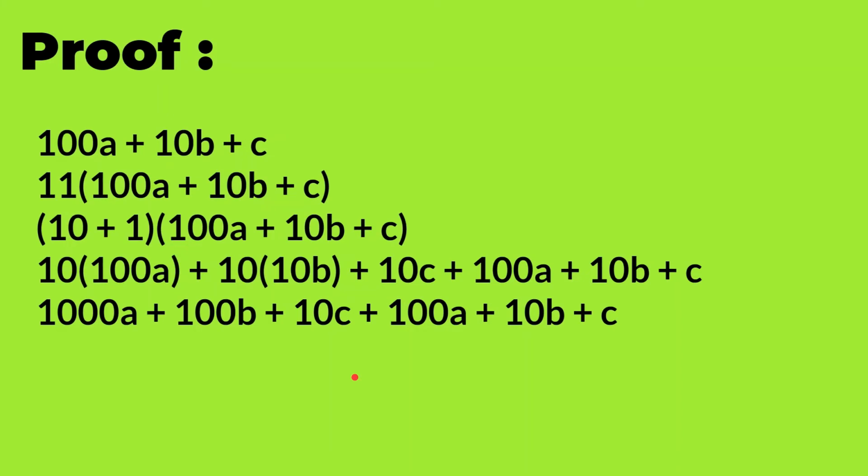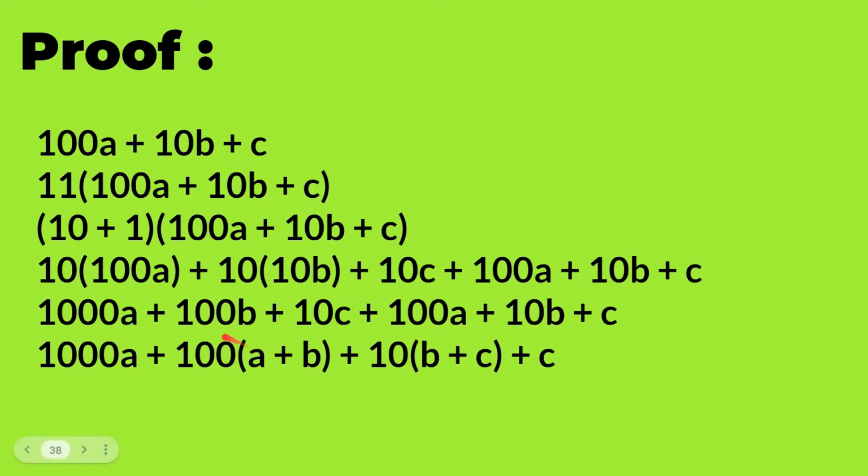1000a as it is, 100 is common in a and b, so we'll factorize by grouping the common factors, and 10 is common in b and c, so we'll factorize them too, and c is alone. So in the thousands place we have a, in the hundreds place we have a plus b, in the tens place we have b plus c, and in the ones place we have c.